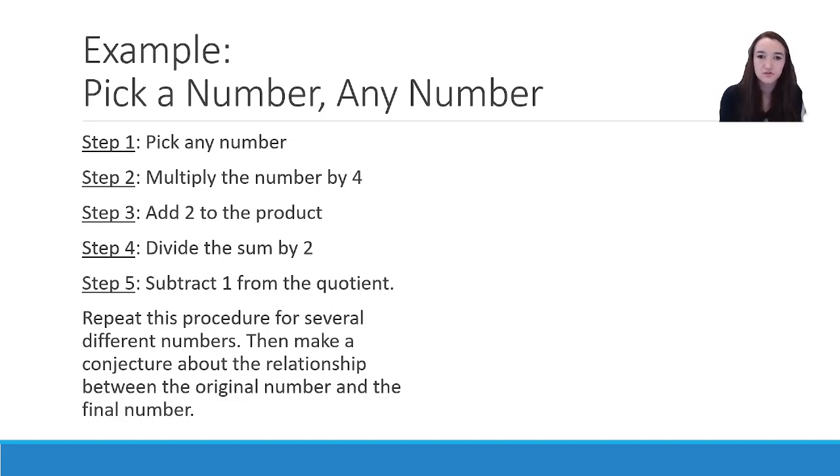So pick a number. Once you have that number, we're going to multiply it by 4. Then we're going to add 2 to that product. Then divide that sum by 2. And subtract 1 from the quotient we get. We're going to try and do this with another number, and another. And hopefully we're going to see a pattern, so that you'll be able to sort of predict a relationship between the original number and the final number.